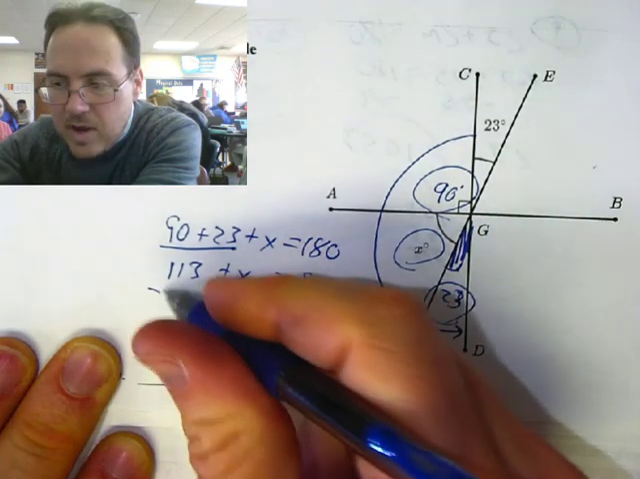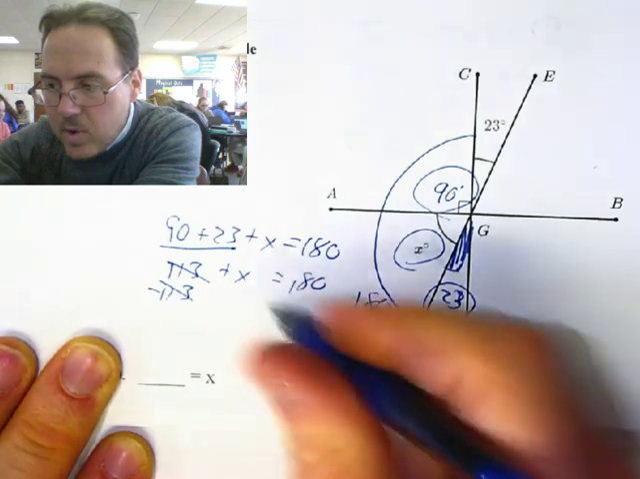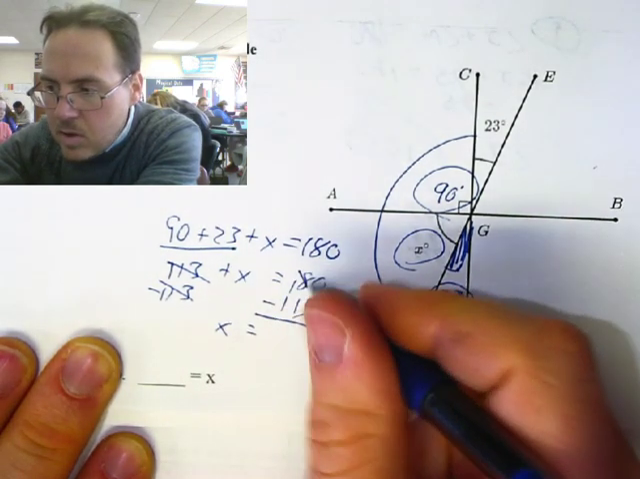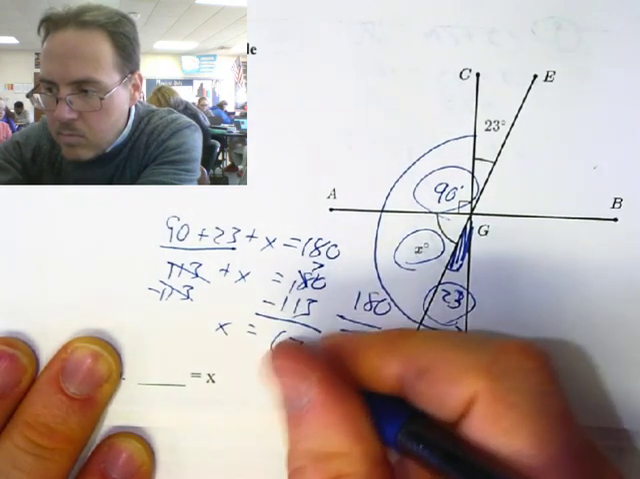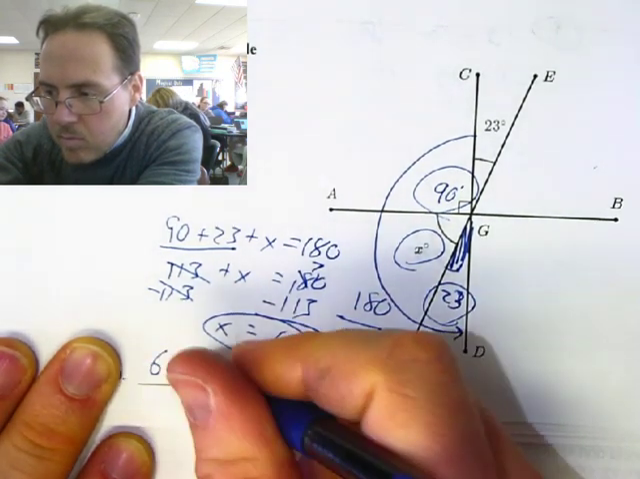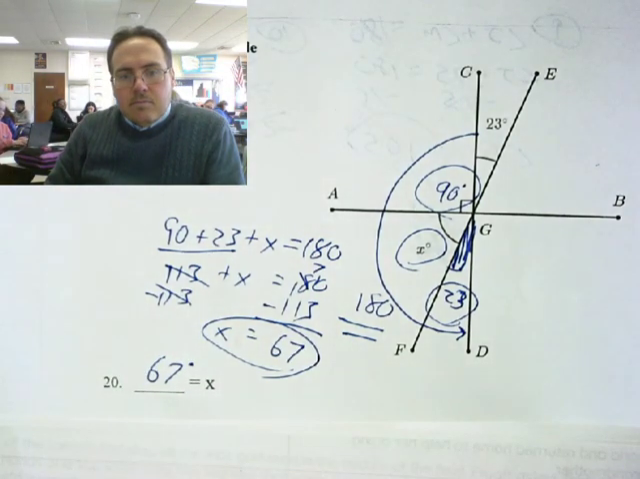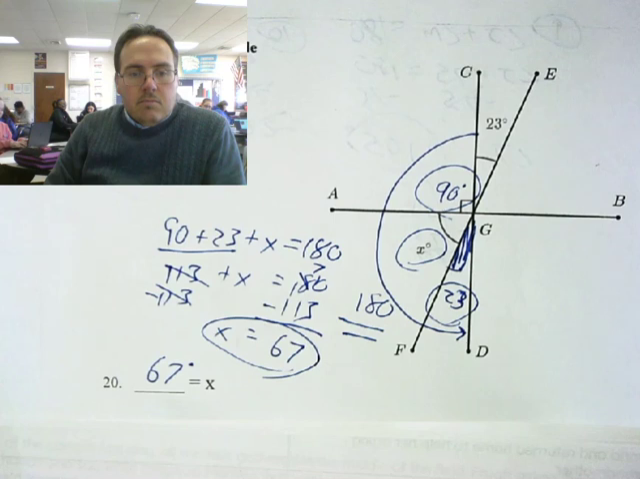So if I just subtract 113 from both sides of this little equation I just made up, X is going to be equal to, a little borrowing, X will be equal to 67 degrees. There is more than one way to solve that puzzle.